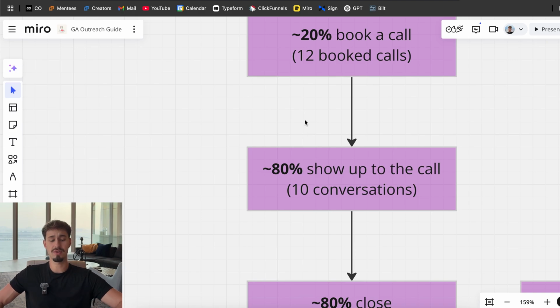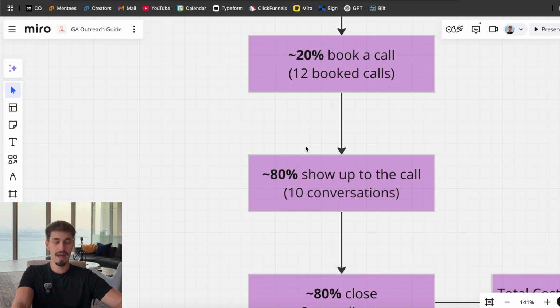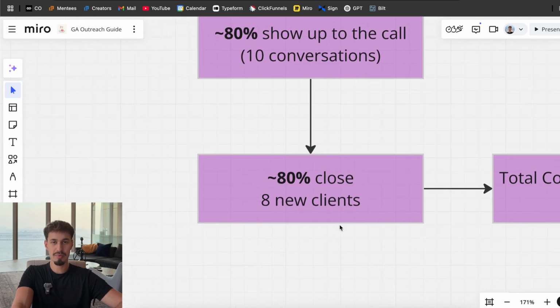And there's a lot of things you can do to keep your show up rates high. But like I said, guys, you got to have it so they can only book like 48 hours in advance. You got to send them multiple reminders. You got to hit them with a personal DM to make sure that they show up to the call. They don't forget about it. And then of those 10 conversations, 80% of them will close.